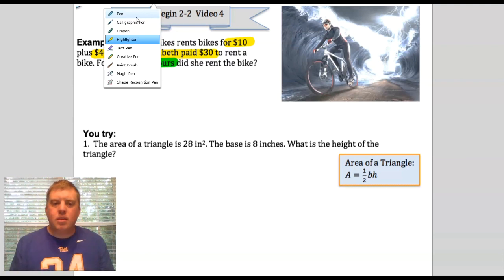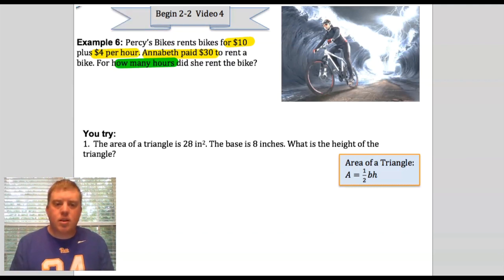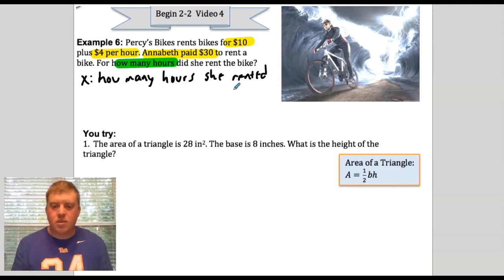So when I go back and look at that information, the thing that I'm really looking for, that I highlighted in green, is how many hours that she rented the bike. So that's our unknown. So I'm going to define my variable and just make a note here that x is going to represent how many hours she rented the bike. That's going to be the unknown that I'm going to be trying to figure out.